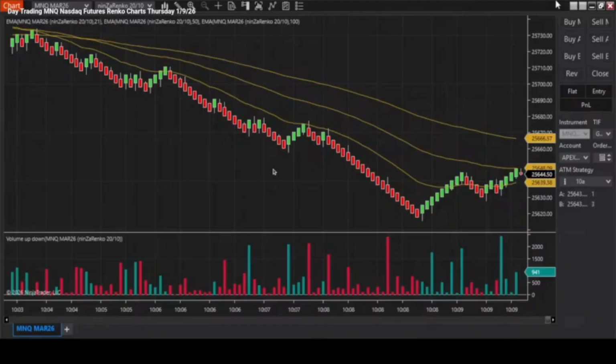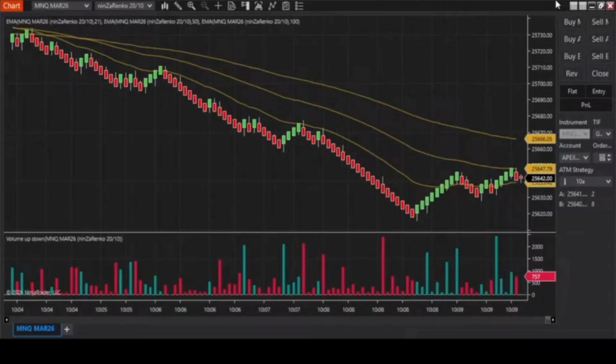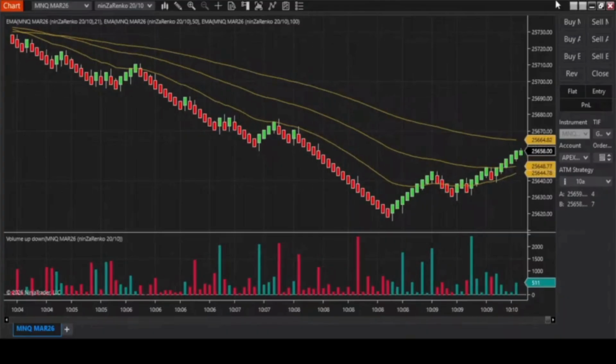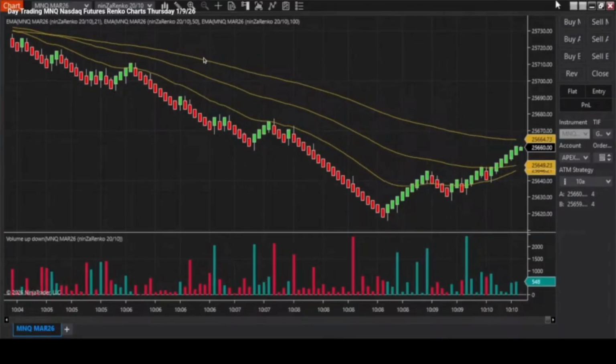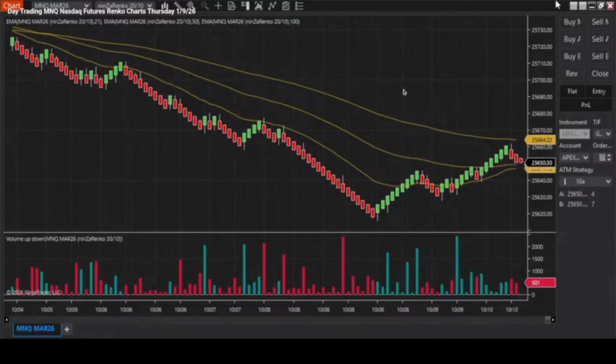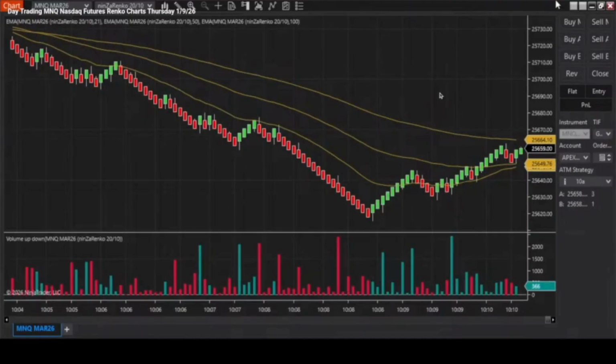This is the 20 range Ninzarenko chart, the 20/10 on the MNQ Nasdaq futures. I think this is the 21, the 50, and the 100 moving averages. And this is for January 9th.